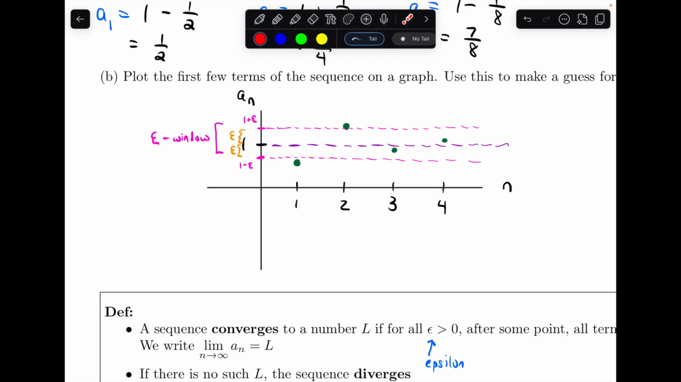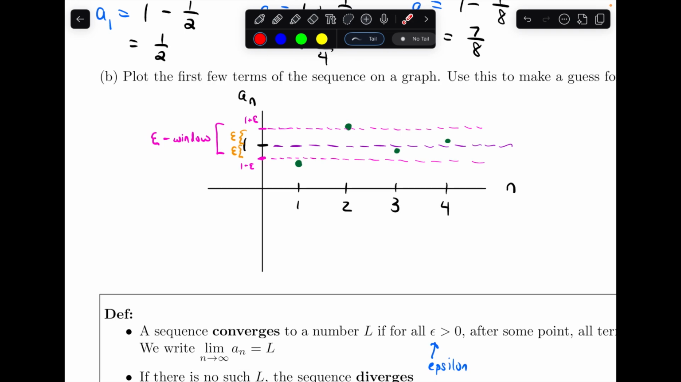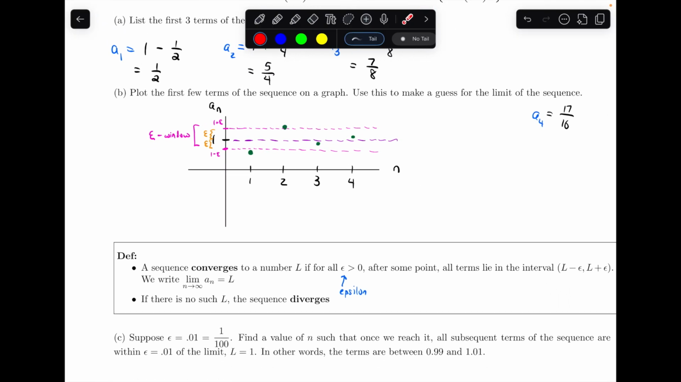So I just picked a particular epsilon, but what if I made this even smaller? If I had an even smaller epsilon window, would it still work? And it turns out that, yeah, even if I had a smaller one, as long as I go far enough out, like maybe I have to start at n equals 6, but as long as I go far enough out, eventually the terms will get closer and closer to 1, so that no matter how small this epsilon window is, it seems like, yeah, there comes a point after which all the terms will lie within it. Okay, and that's what this definition is saying.